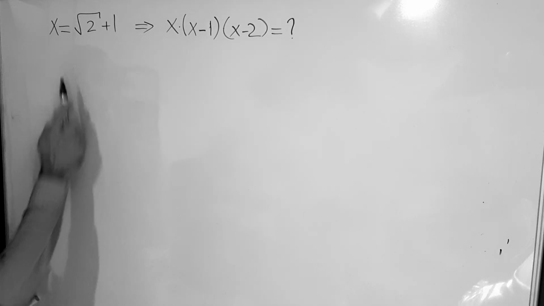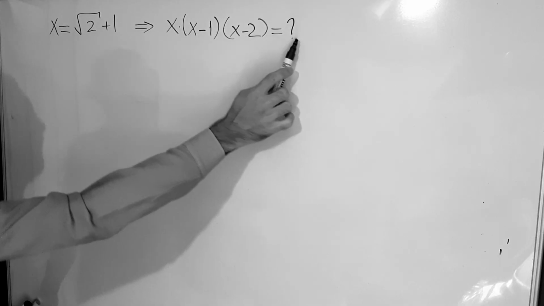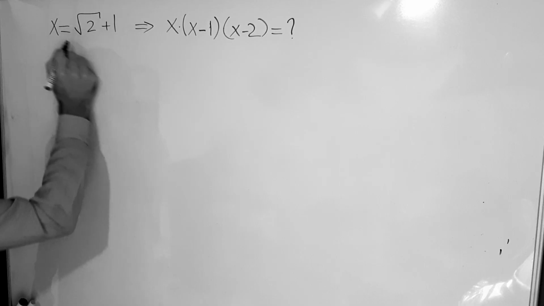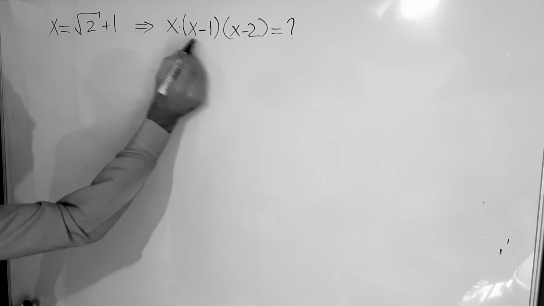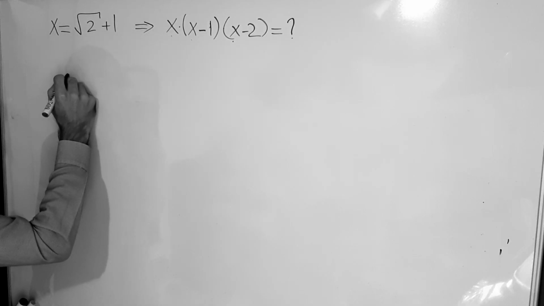If x equals the square root of 2 plus 1, then what is the value of x times the quantity x minus 1 times the quantity x minus 2? Let's substitute the value of x into each term. By replacing x with square root of 2 plus 1, we get square root of 2 plus 1 times.